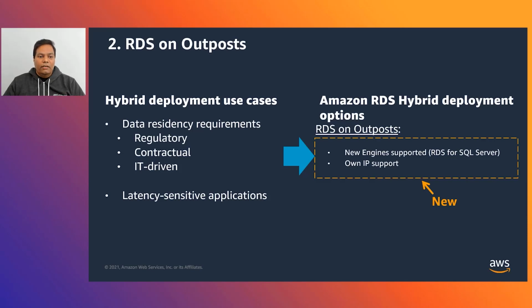In addition, this year, we also launched the ability for our customers to bring their own IPs to RDS on Outposts. This capability allows customers to assign IP addresses from your local network to services like RDS on Outposts. This makes it easier to access your Amazon RDS databases from your local network using your own IPs.